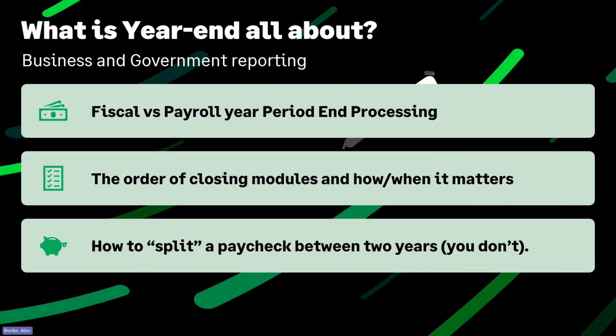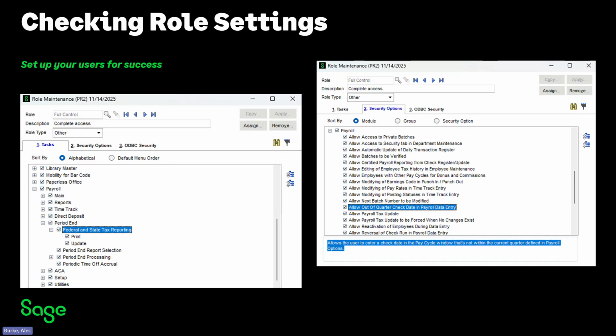So again, if the check date is December, all of those wages belong to December this year. If it's January, it belongs to next year. But it does kind of dovetail into the next slide here. You want to make sure you're setting your users up for success. And I wanted to take a minute to point out this role setting, which may affect your users' postings.